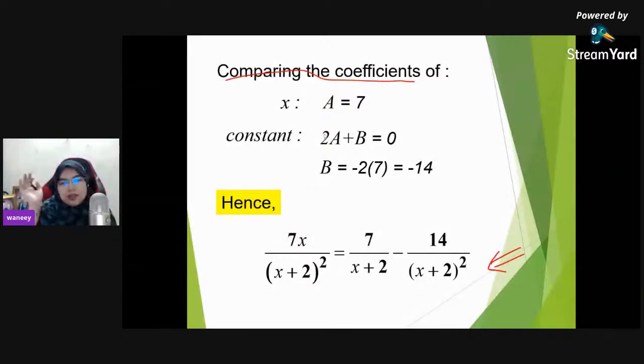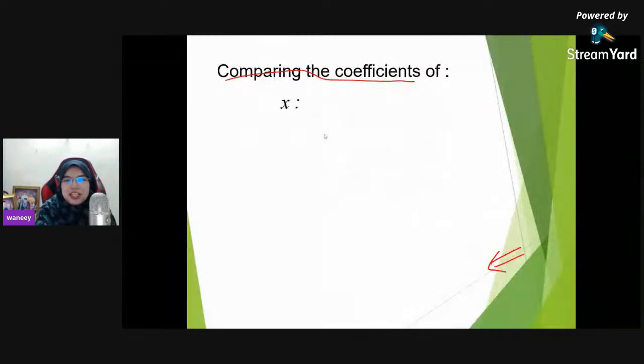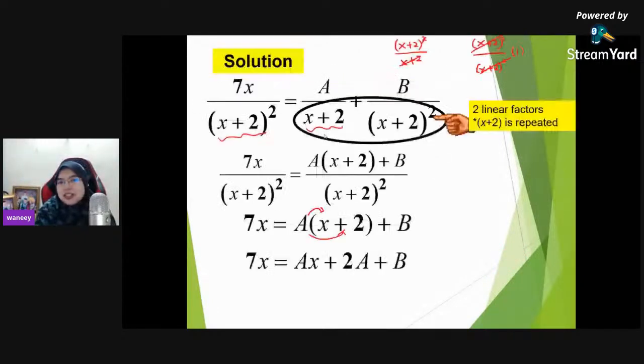Okay, so okay. Ke tak sempat nak salin? Sempat ke nak salin? Okay, so saya bagi 5 saat untuk snap kalau tak sempat.